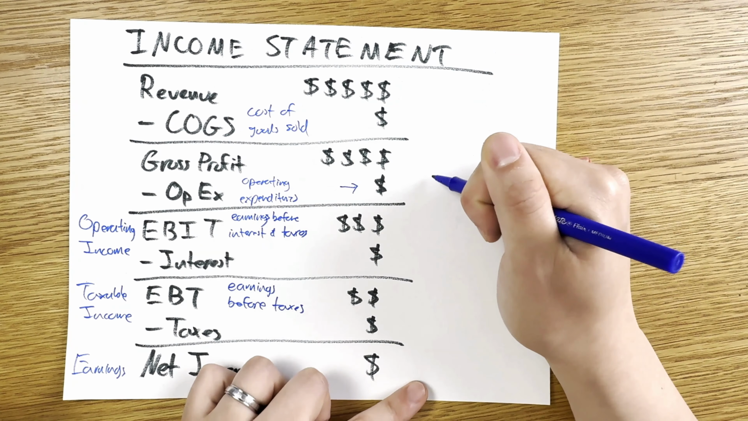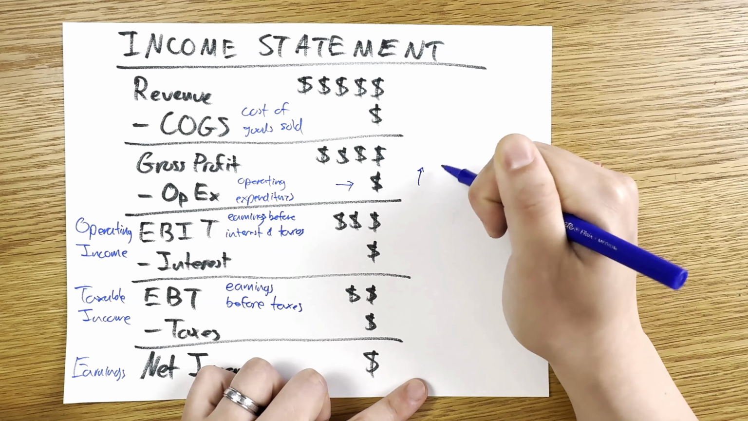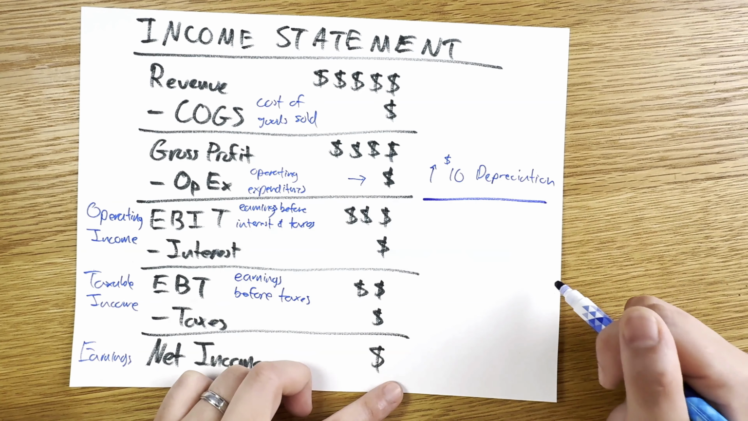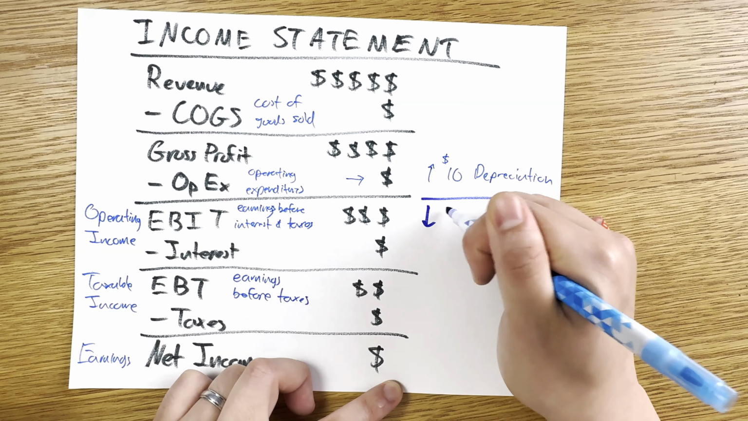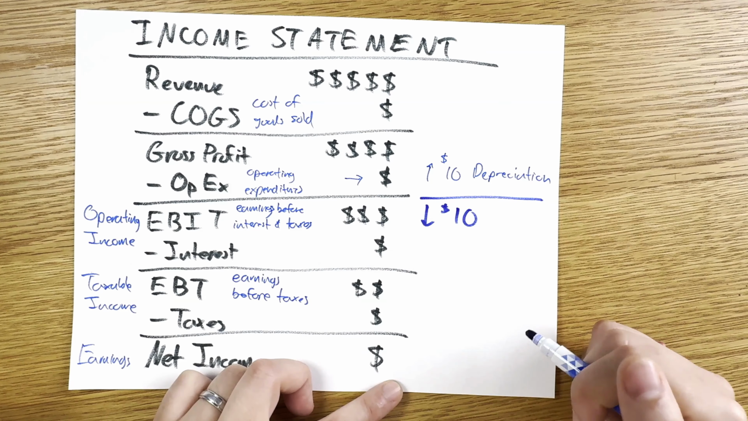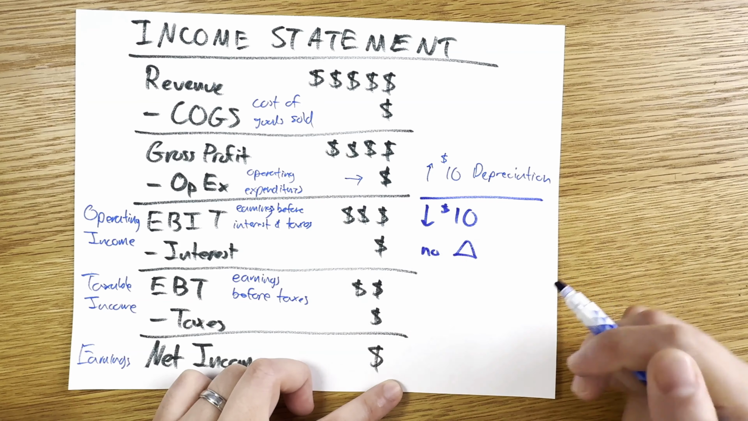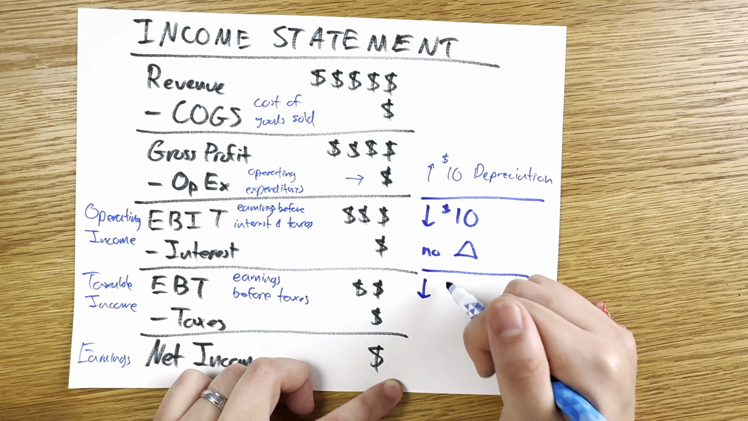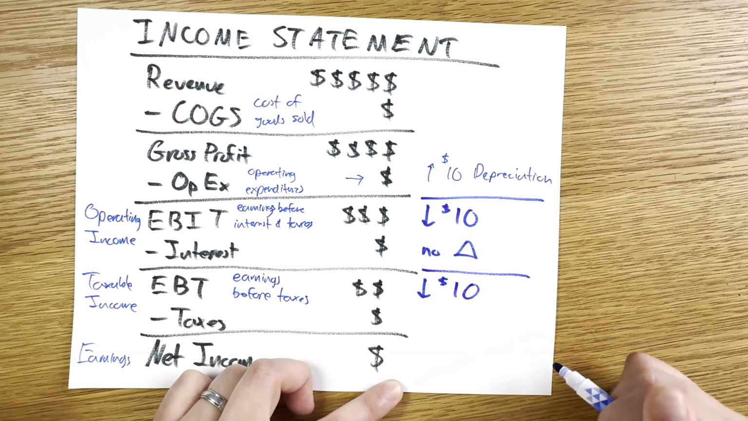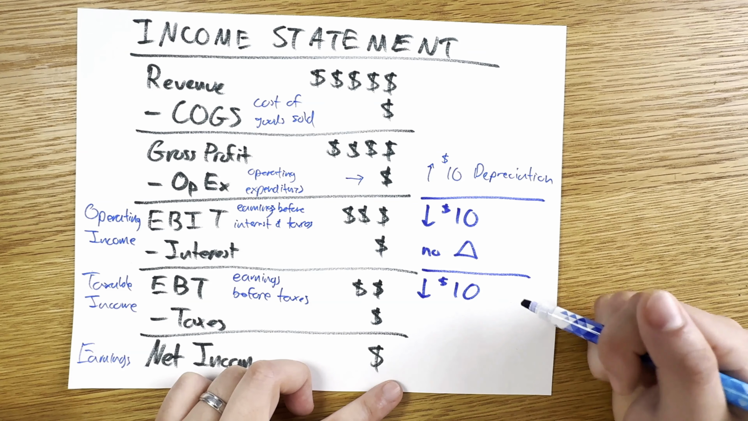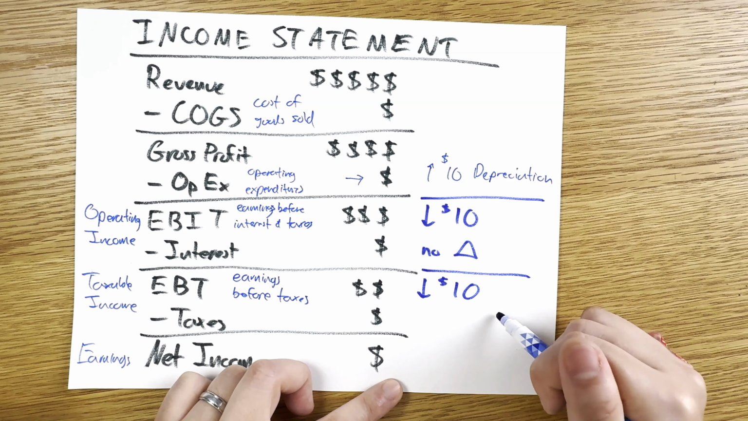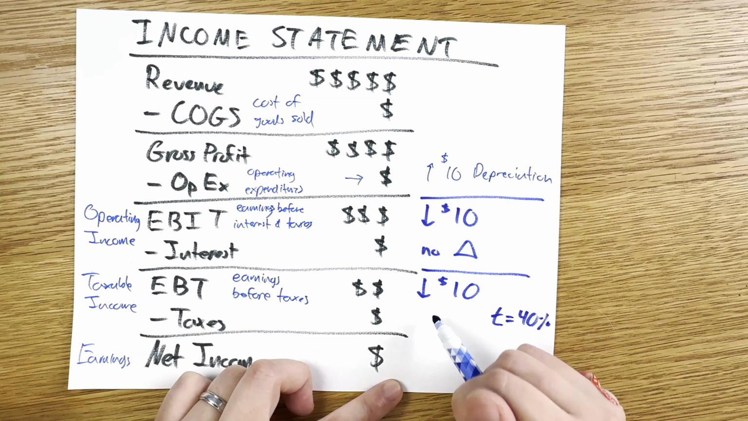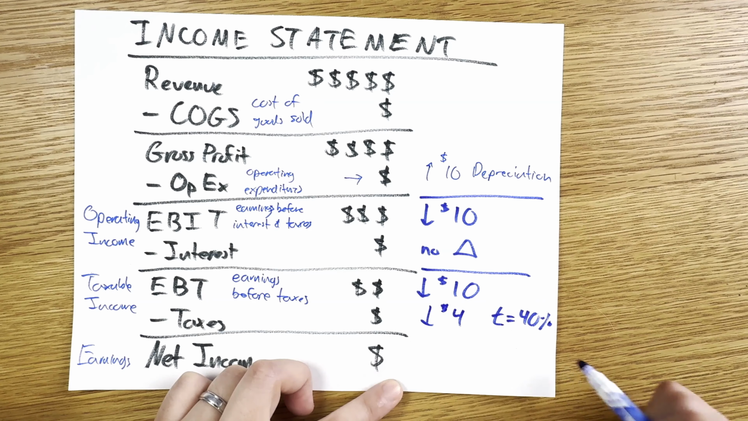So we said that we had an increase of $10 in depreciation. If my expenses are higher, then my operating income is going to be lower. So it's down by $10. We're not talking about debt today, so we have no change in our interest expense. So then that means our EBT, or taxable income, is going to be down by $10 as well. Now, because my taxable income is less, that means I'm going to be paying less in taxes. So let's assume a tax rate of 40%. That means I'm going to be paying $4 less in taxes.